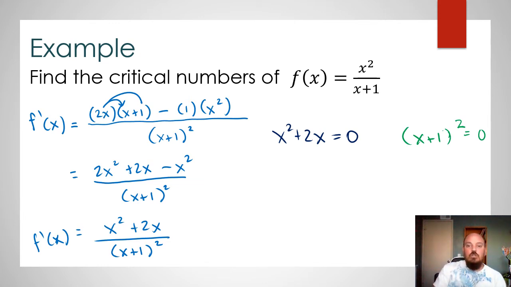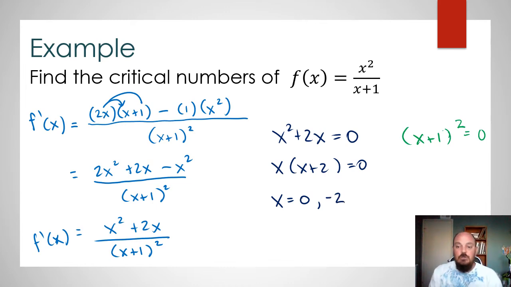So to solve the dark blue one, I would factor out x. That gives me x times (x plus 2) equals 0, which gives me x equals 0 for the x I factored out, and negative 2 from the x plus 2. Now the green one, I don't even have to do any work. It's ready to solve. If (x plus 1) squared equals 0, it's already factored and equal to 0, I get x equals negative 1.